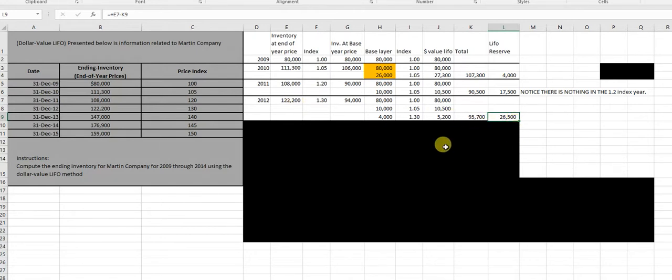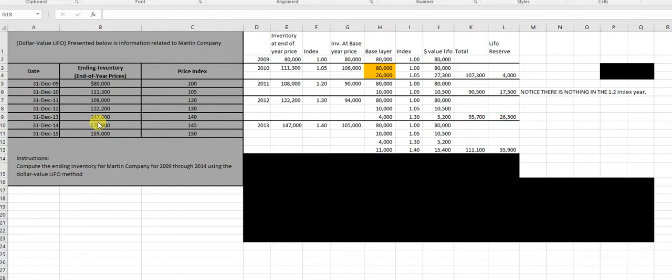and my LIFO reserve is 122,200 minus 95,700. In 2013, I have 147,000. My price index is 1.4, so I divide by that. Remember, the base year price, as long as you have inflation, is going to be lower. So if you get inclined to multiply, that will be higher. So if you forget what you do, remember this needs to be lower because we're removing inflation, and so that can help you decide you need to divide by 1.4.